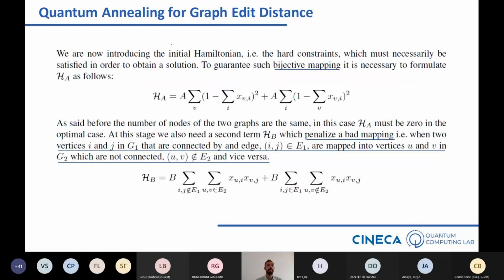So this is a bijection, I mean, a bijective map between the vertices of the two graphs, okay? That's why we have these two constraints here. Basically, the first part tries all the possible mappings of the nodes of the two graphs. But of course, one node should be mapped only into another node, not into multiple nodes, okay? That's why we need this constraint.